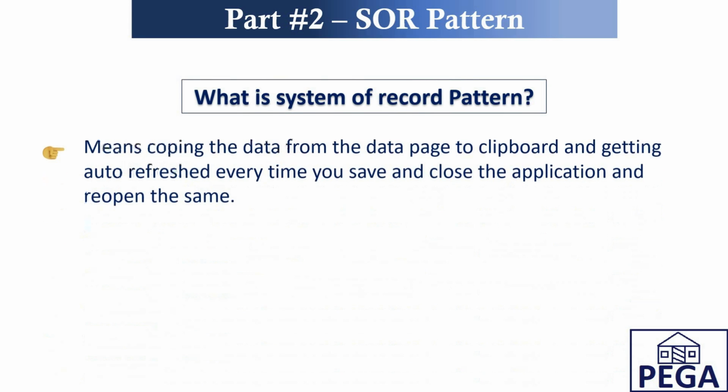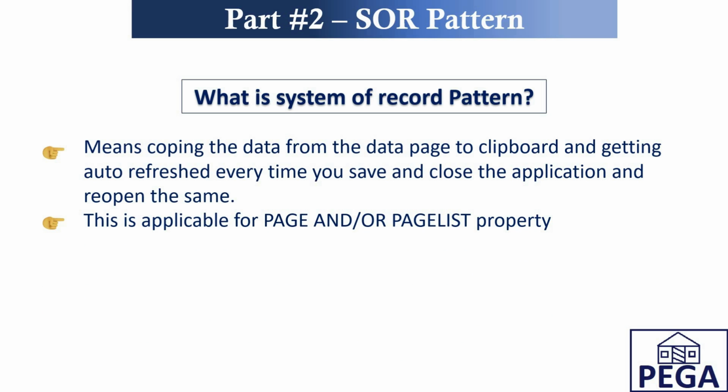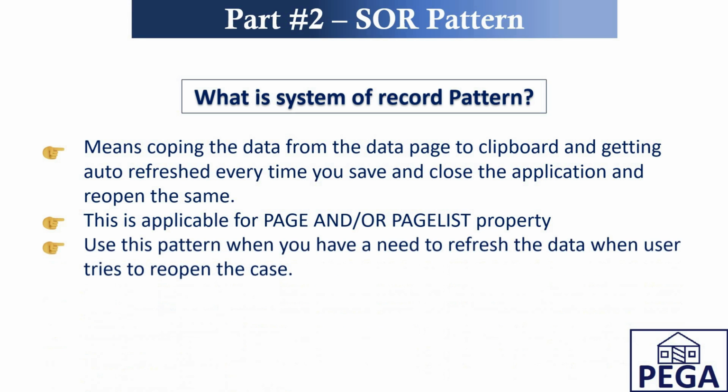Now let's understand the SOR pattern, which is the system of record pattern. The SOR pattern is pretty much the same. The only difference is that it copies the data, and let's say you save and close and go back, and then something has changed in the background. When you reopen the case, it will go and fetch the fresh details from the backend and load them to the clipboard page. This is the difference between the snapshot pattern and the SOR pattern. This is also applicable to both page and page list properties. You use this pattern when you have a need to refresh the data when you reopen the case.